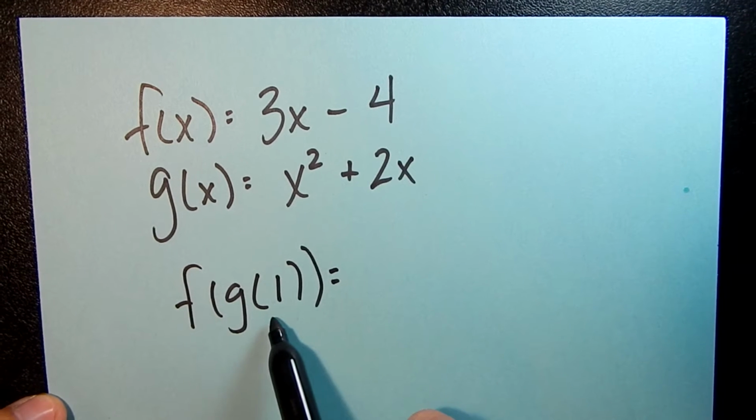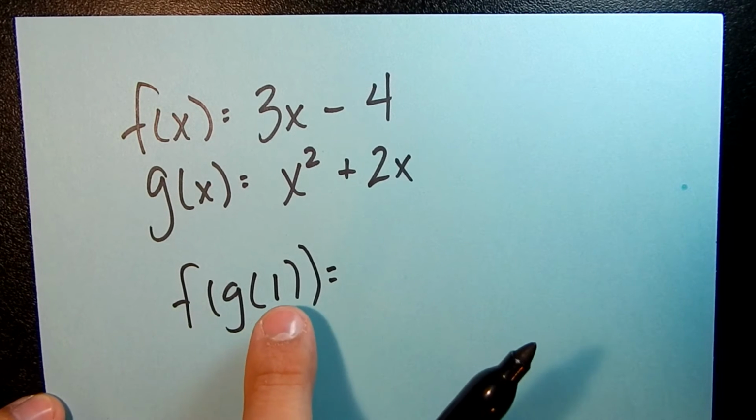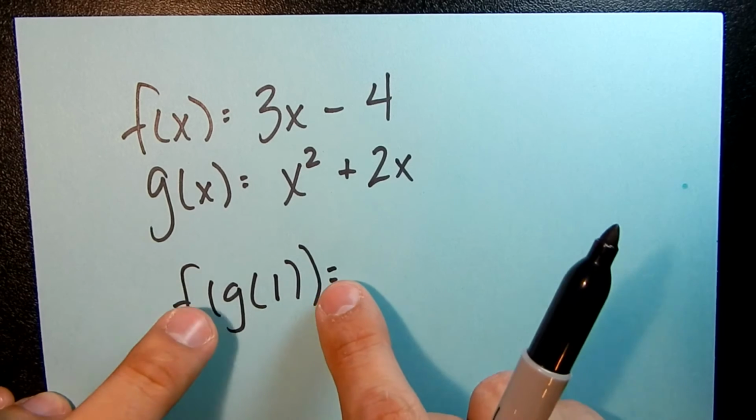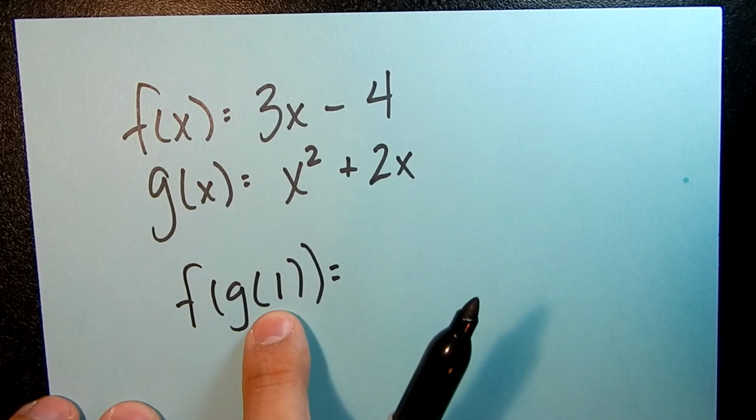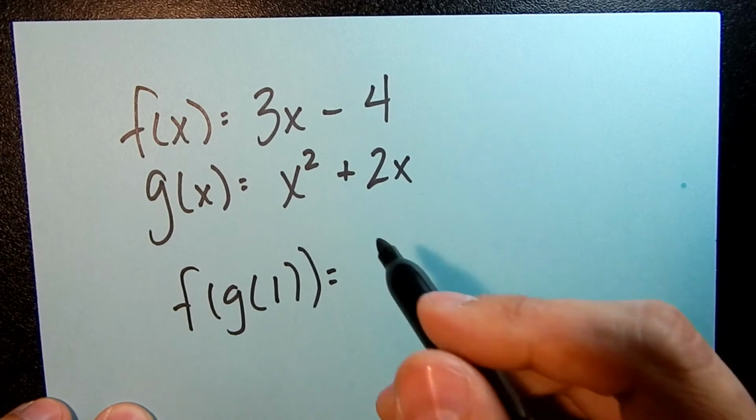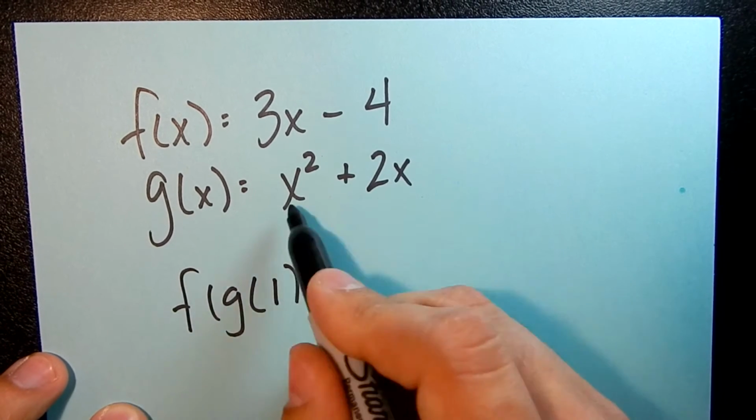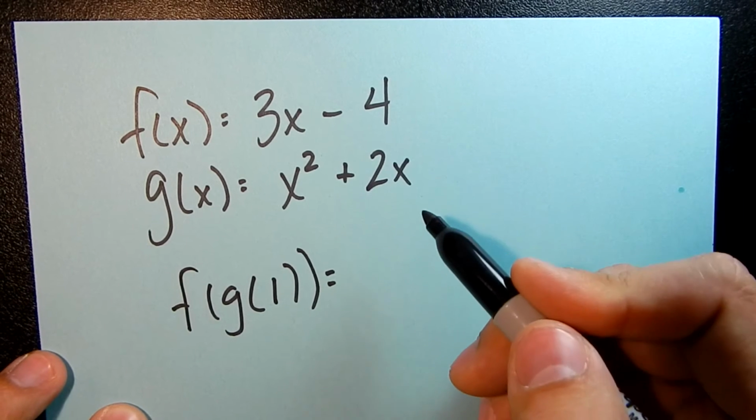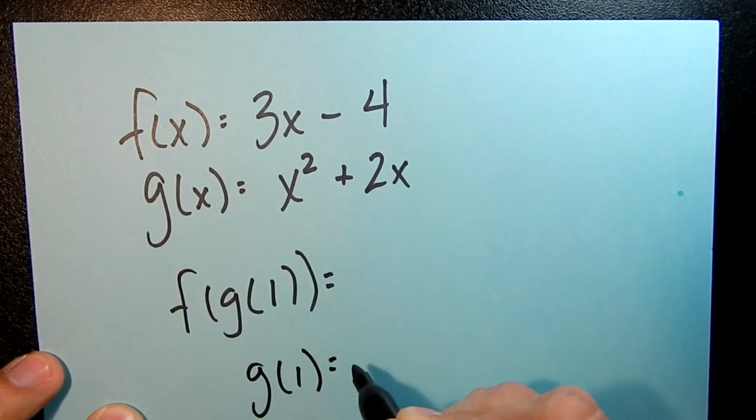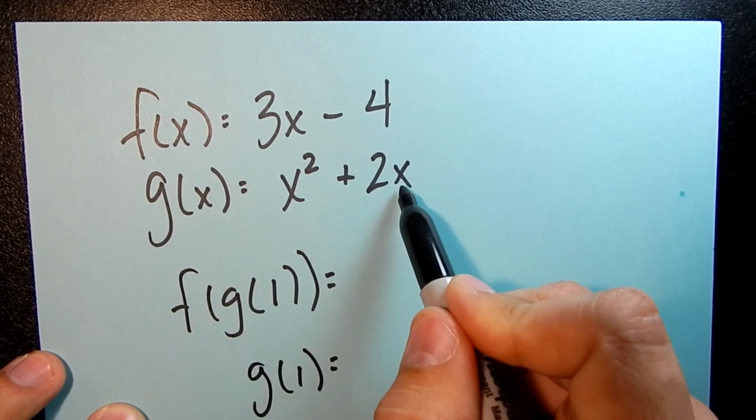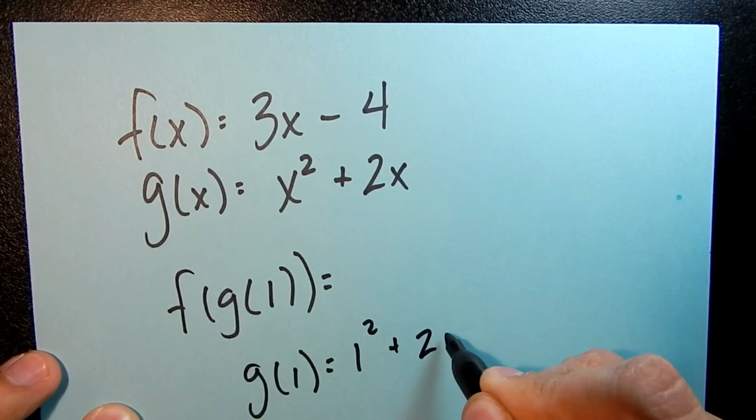So the first step in this process is to start with g of 1. So we're working these, in a sense, from right to left. But really what we're doing is we're starting with the parentheses that are closest to the center. So we're starting with g of 1. So that means we want to find f of g of 1. So in order to find g of 1, I'm going to come down here. That means I have to input 1 for my x's up here, in place of the x's. So 1 squared plus 2 times 1.